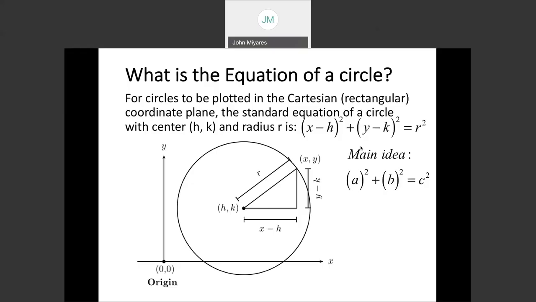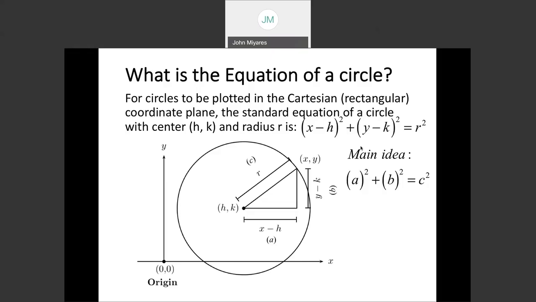The main idea behind this equation is that we're looking at the distance formula, or more similarly, the Pythagorean theorem, and computing the distance between the arbitrary point (x, y) and the fixed center point (h, k). If we look at the base, the horizontal distance can be measured as x minus h, and the vertical distance can be measured as y minus k. This will create a right triangle with hypotenuse r.